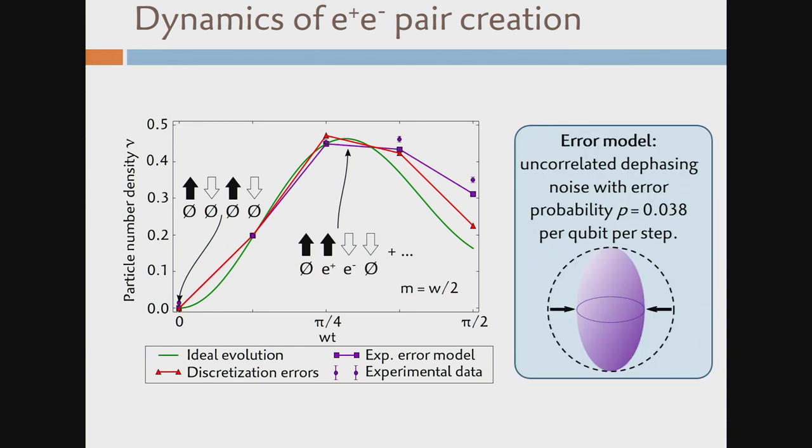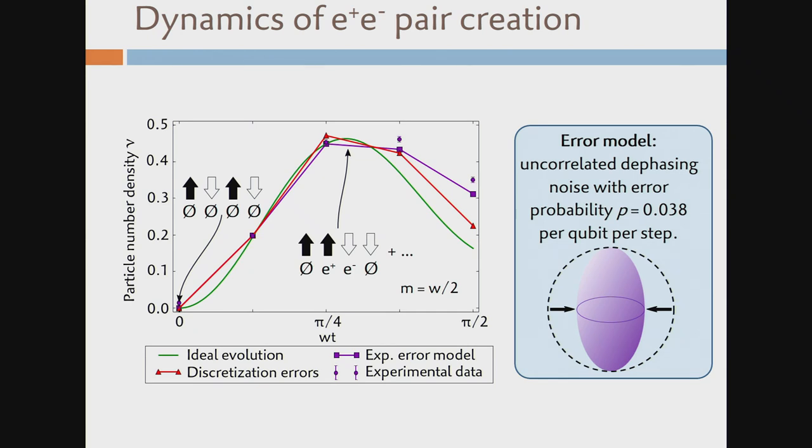And if we then add to this a model where we take into account experimental errors, so mostly decoherence, then we get a pretty good grasp of what's going on.